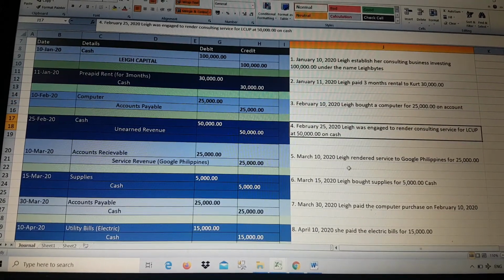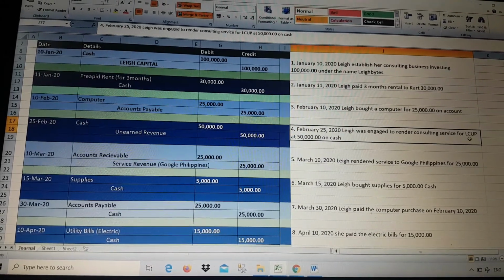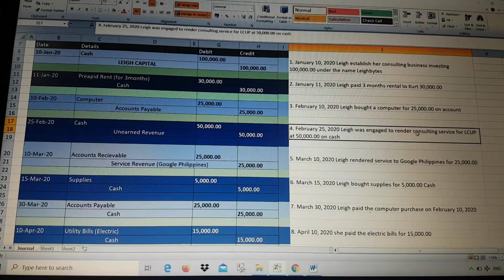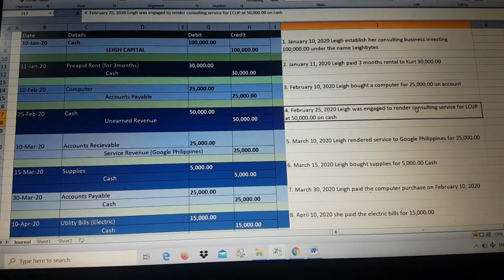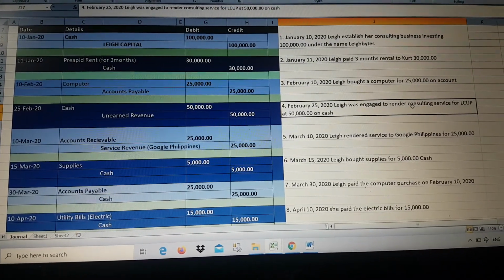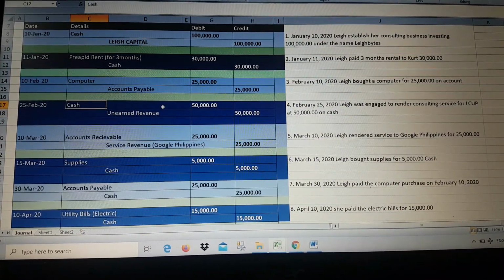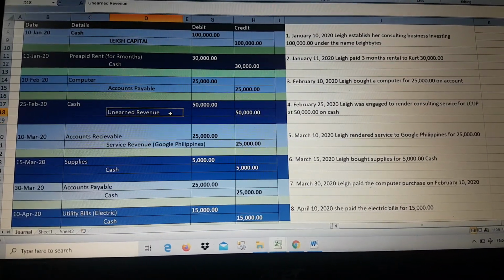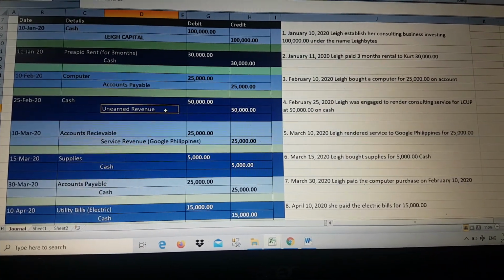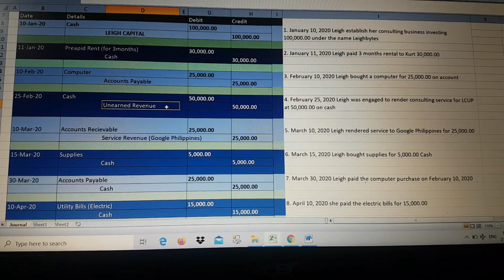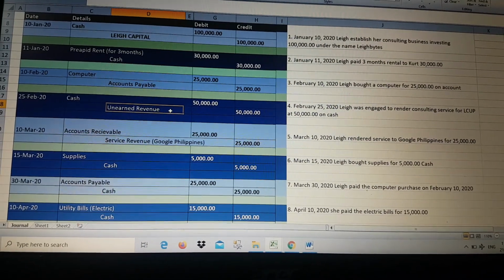Next, on February 25, 2020, Lei was engaged to render consulting services. Take note, to render. It's not yet past tense. Meaning the services were not yet given to the rightful owner, but she already received cash of 50,000. So what does the business receive? Cash, 50,000. And then, does she have a liability? Yes. The client could now demand her to render the service or to give back the payment. So that's now unearned revenue, 50,000.